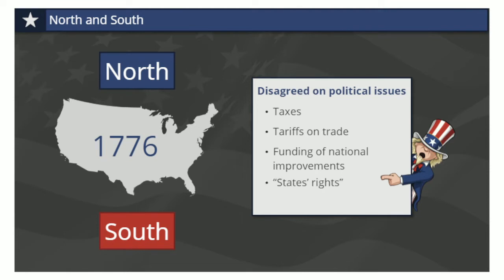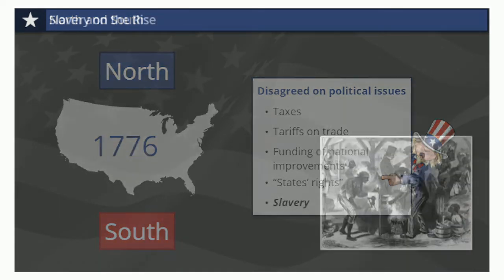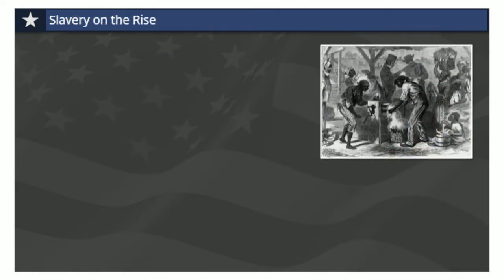States' rights was another issue on which the North and South disagreed. Generally, Northerners were more comfortable with a stronger, more active federal government, while Southerners preferred to keep power in the governments of their states. There were exceptions to this, though. One central issue, however, came to dominate American politics, especially in the years leading up to the Civil War. That issue was slavery.